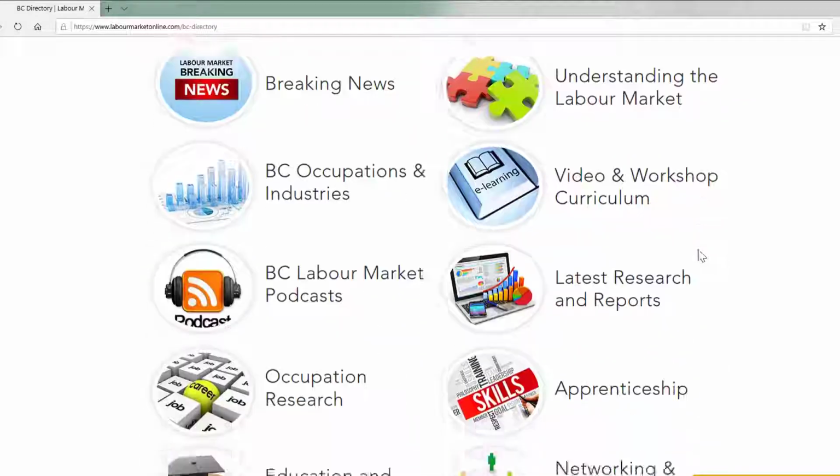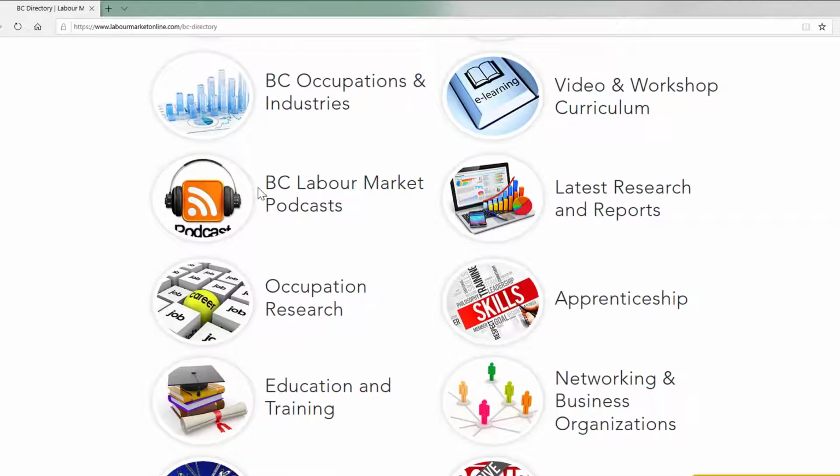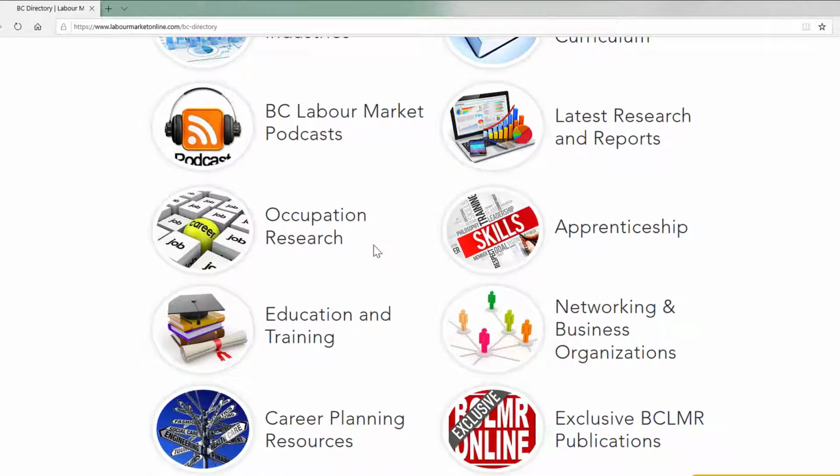We have podcasts, the latest research and reports, so we are constantly staying on top of new research and reports and putting that out for people immediately so they can go on and click on and see what's new. Occupation research, so if a person isn't interested in a specific occupation but they want to be able to research all occupations, we have links and resources there. Links and resources for apprenticeship and education and training, again with top 10 research sites, that sort of thing.